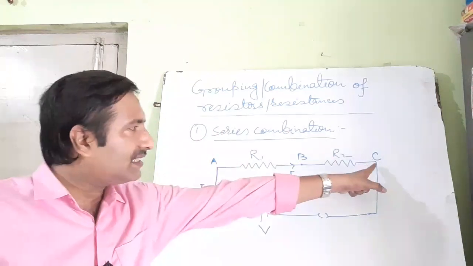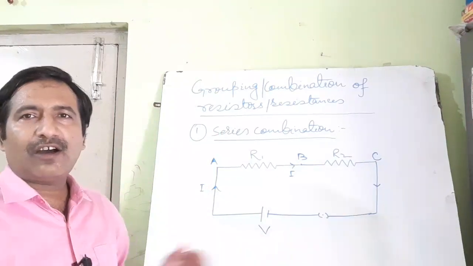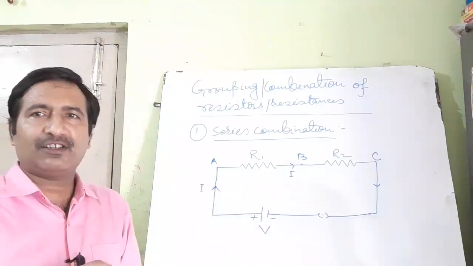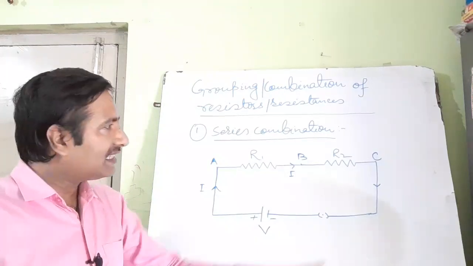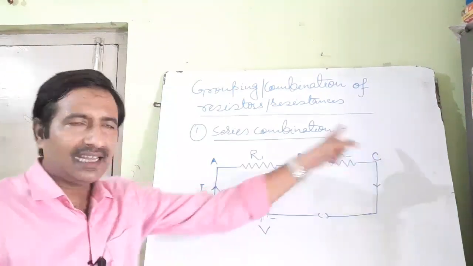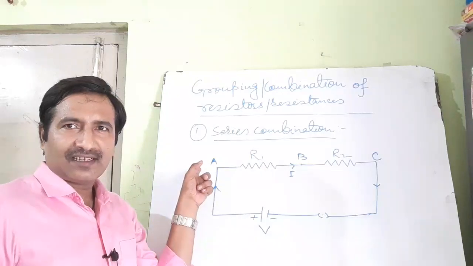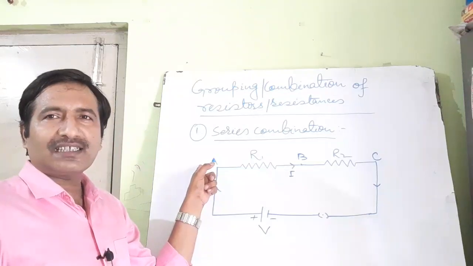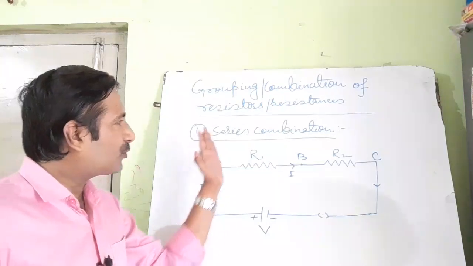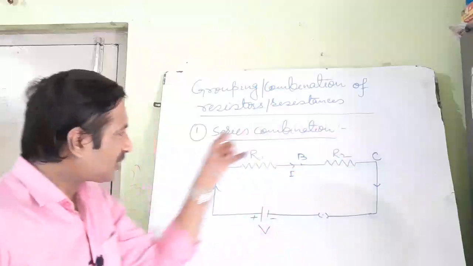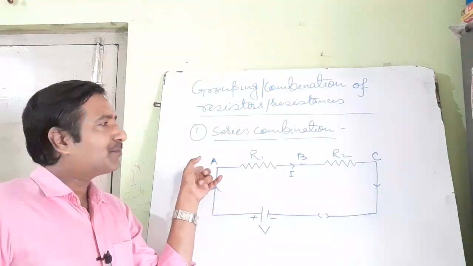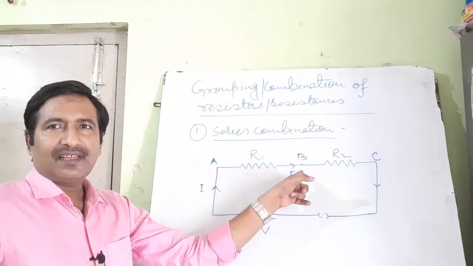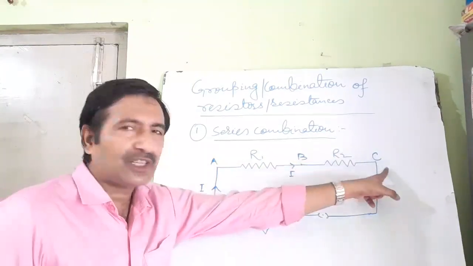You see, C is connected to the negative end of the cell and A is connected to the positive end of the cell. It means C is at lower potential and A is at higher potential. So free electrons will move from C to A, which means current will flow from A to C. So the potential at A is higher than the potential at C, and also higher than the potential at B, and the potential at B is higher than the potential at C.